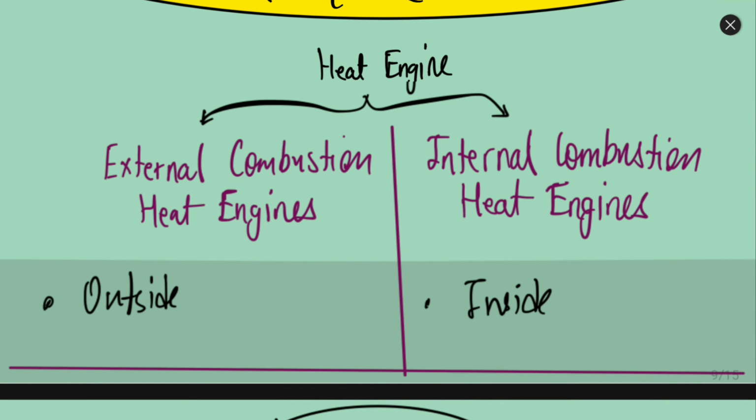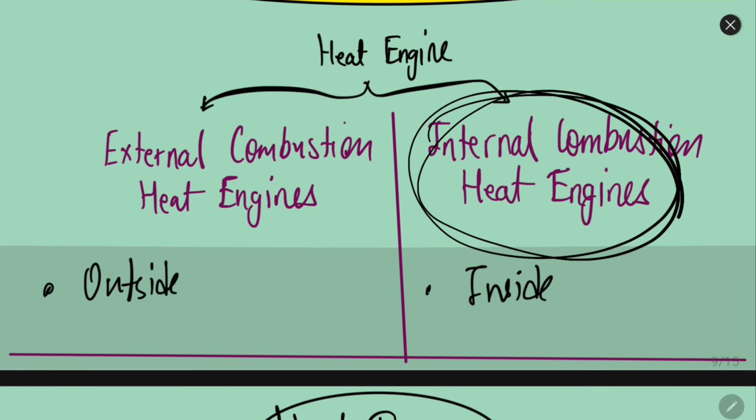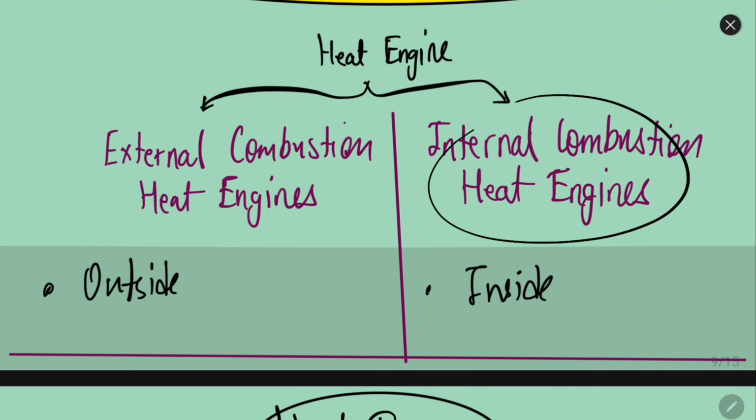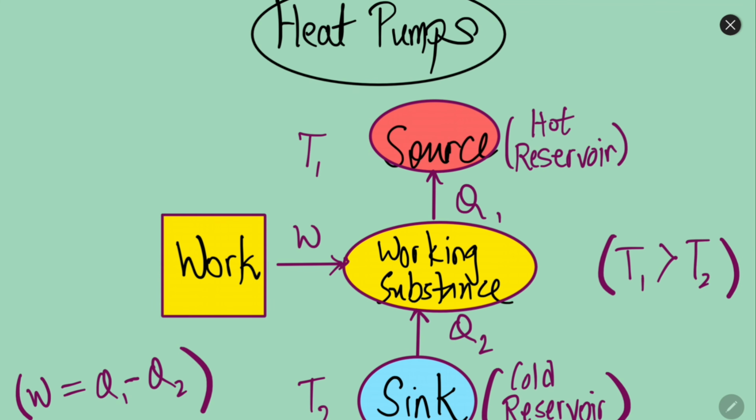A heat engine can be of two types: internal combustion engine and external combustion engine. In an internal combustion engine, all this process is done inside a vessel, inside a container, and in an external combustion engine it is done outside, in an open cylinder, open object. Now let's study about the heat pumps.